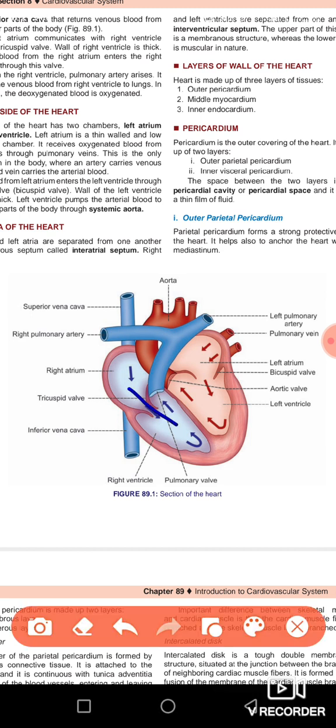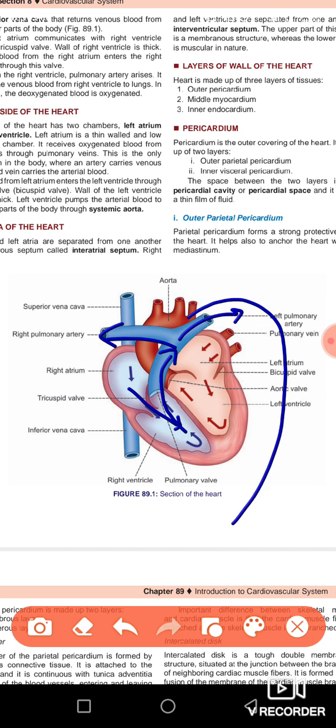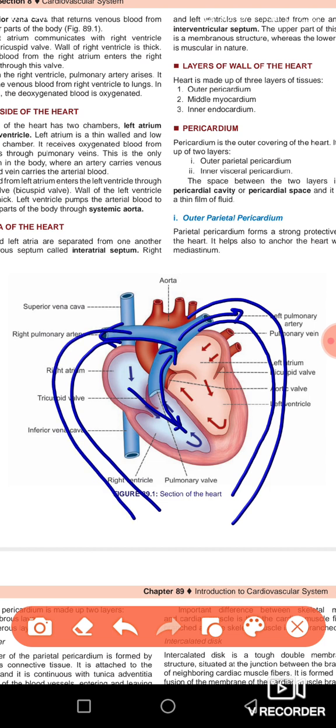Now blood is moving to your right ventricle. After moving to the right ventricle, it goes to your pulmonary artery. This pulmonary artery is divided into left and right pulmonary artery. Then from the left and right pulmonary artery it is going to your lungs. So it is going like that, as I can draw here. So this is your lungs, for example, I can draw here.